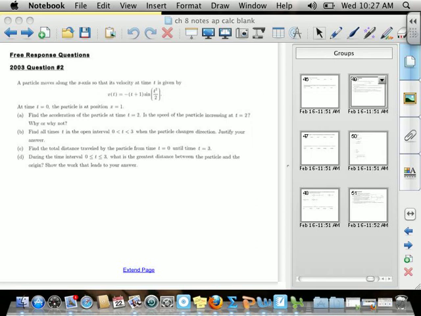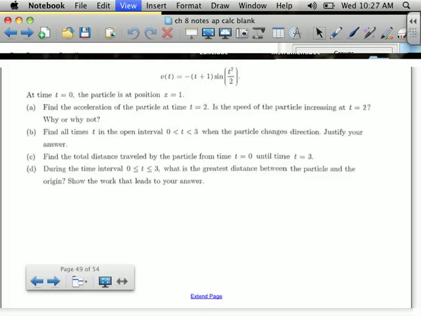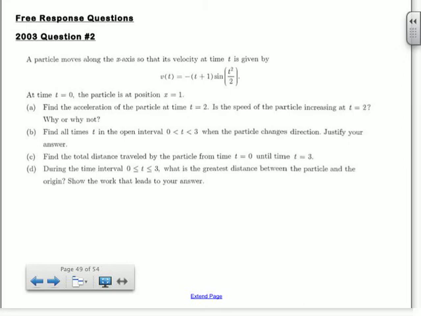Okay, so let's try these for your response ones. These all have to do with speed, velocity, all of those. All right, so a particle moves along the x-axis, so its velocity at time t is given by v of t equals negative quantity of t plus 1 times sine of t squared over 2. At time t equals 0, the particle is already at position 1. Okay, so that's kind of like what we just did in the homework.